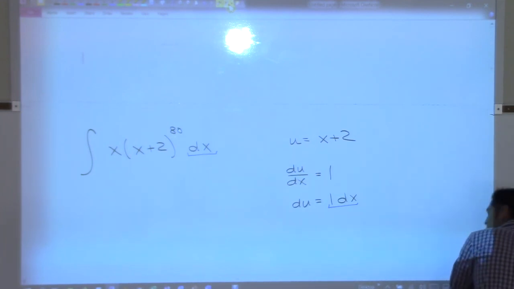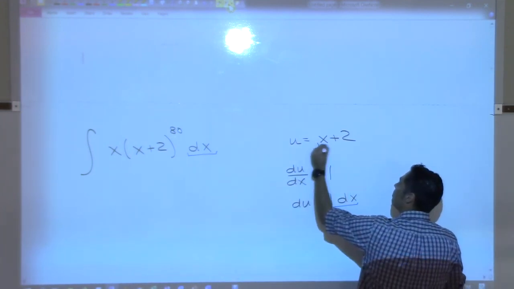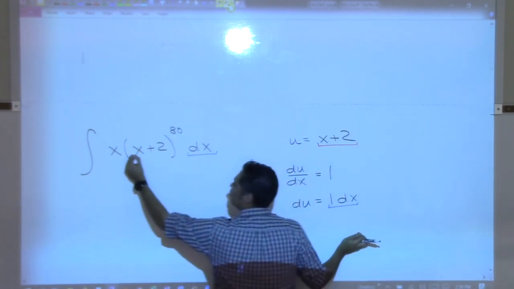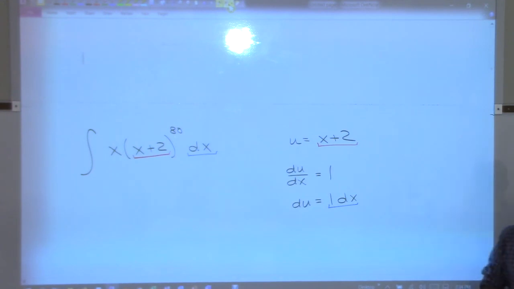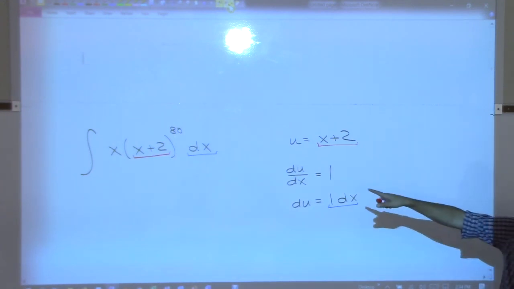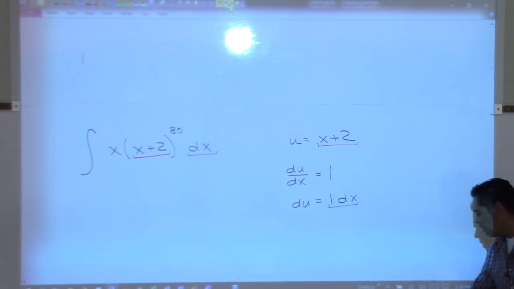I can replace x plus 2, right, with what? u. So that'll become u to the 80th. But now I need to be able to replace x, right? That's the only thing I haven't replaced. So, Alberto, what can I replace x with? It has to involve u's. You can't leave x's mixed up with u's. Any ideas of what you could replace x with?